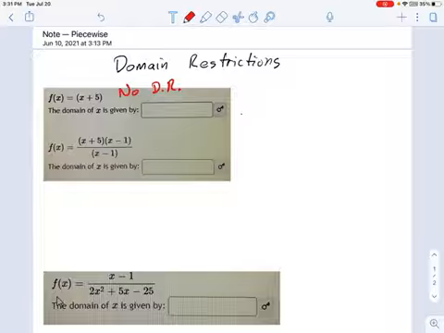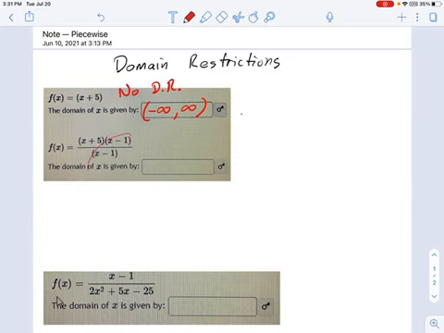So for this one, we have no domain restrictions. The way you write that in interval notation is negative infinity to infinity. What that means is all the numbers, all of them in real space. The lowest negative number to the highest positive number, they're all fine. You could have negative a billion for x, and your answer is just negative a billion plus 5. It's a number.